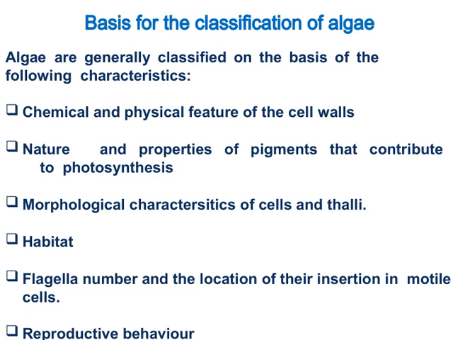We also examine the morphological characteristics of their cells and thalli, which are the body structures of algae. This helps us distinguish between different types, whether they have simple filaments or more complex, branched forms. Habitat is another important factor, where these algae live, whether in freshwater, marine environments, or even on moist surfaces. Their habitat often influences their structure and physiology. Lastly, for motile algae, we look at the number of flagella and where they are inserted in the cells. This feature is crucial for understanding how they move and interact with their environment.